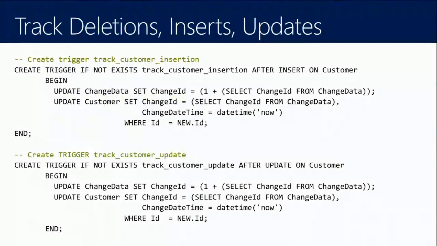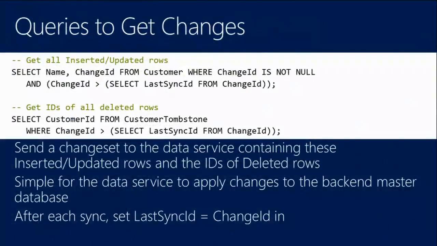Similarly, on an insert, whenever a new record is put into the customer table, we can also flag it as a new insert. So we're doing change tracking by simply, again, updating the change ID in the change data meta table, and then updating the inserted customer record. Similar thing on the update, as you can see there. Now, if you want to know what's changed, a simple query like that will do. Select name, change ID from customer where change ID is not null, and you can actually do multiple syncs. And if you want to find out all the deleted rows, just get all the rows from the customer tombstone table. So you can then send a change set up to your backend server, and all is good.